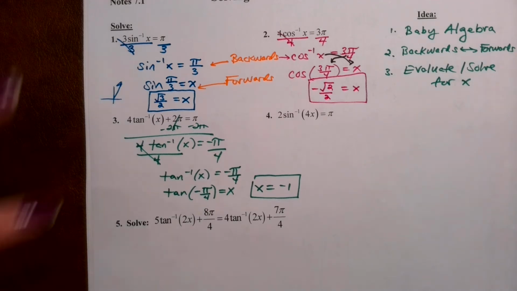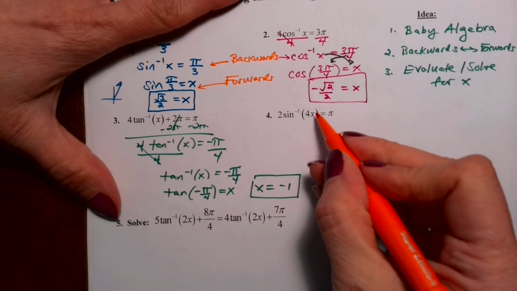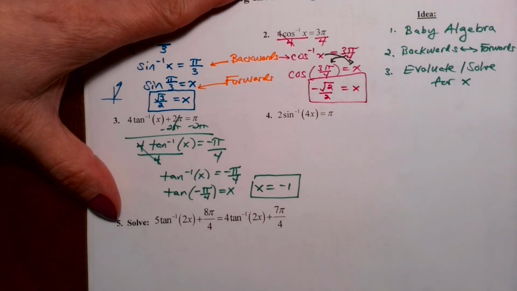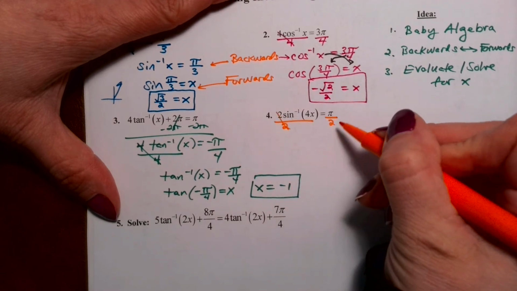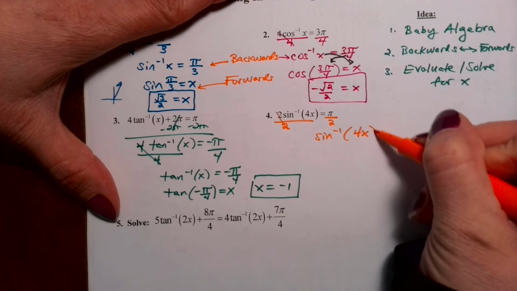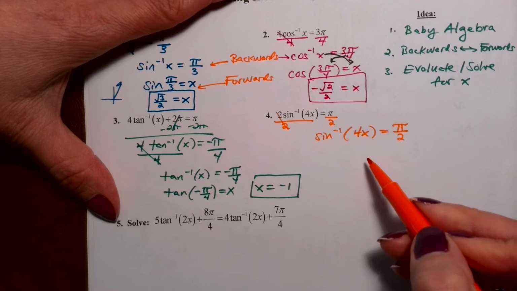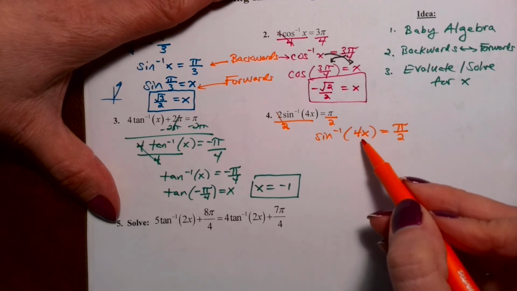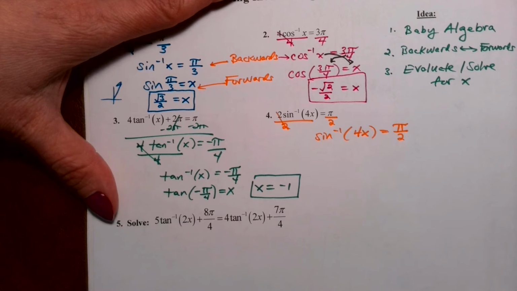Number 4, baby algebra. Can you divide by 4? The answer is no. That's the inside of the inverse. You have to leave the inside alone. I can divide both sides by just a plain 2. So that gives us sine inverse of 4x equals pi over 2. This kind of reminds me of log problems. You can't mess with the inside. He's stuck inside of an inverse.